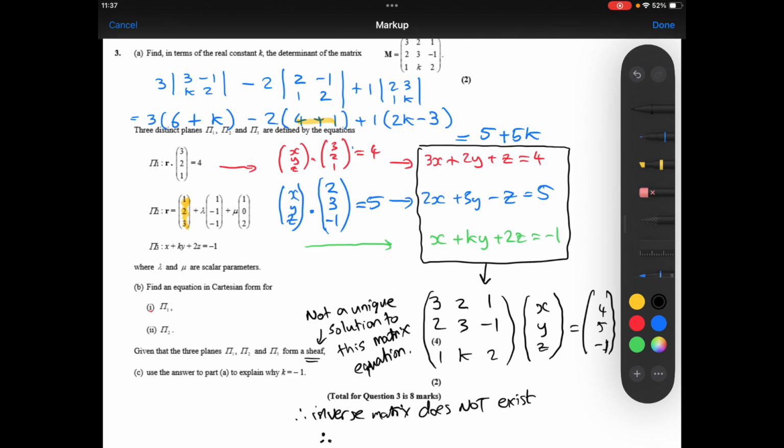Which means its determinant is equal to 0. And remember, in part A, we showed that its determinant was 5 plus 5k, because notice this is exactly the same as what we did in part A. So the determinant 5 plus 5k is equal to 0, therefore k must be minus 1.